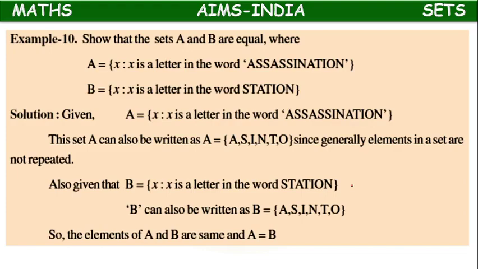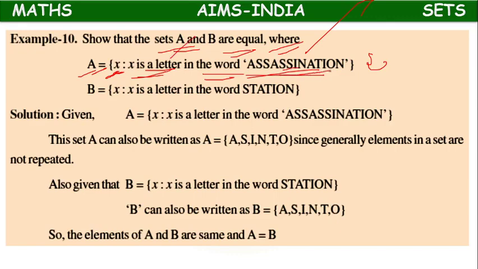Next. Show that the sets A and B are equal, where A is the set of X such that X is a letter in the word assassination. It is a set builder form. If we write it in roster form, we have to write the letters in the word. A is present, S is present, one more S is there, but we have already written it once, no need to write it again, because a set consists of distinct elements.